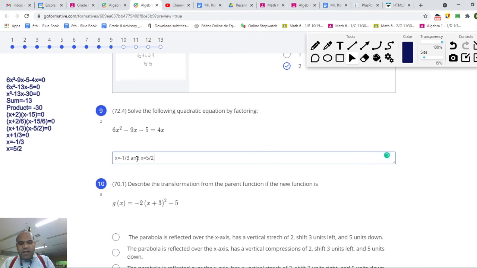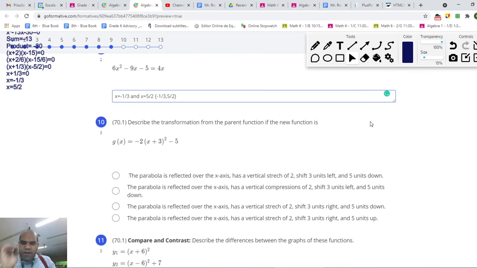Oh, mister, can I write like this? Yes, write like the solution I told you, using the curly bracket. Negative 1/3, comma, 5 halves. I give you solutions here. Great. Done this one. You can slide up here, slide down. Let's go to the next one.